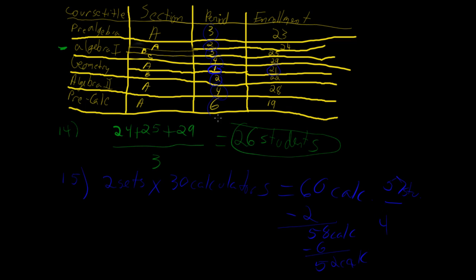And even though period 6 isn't one of the options, neither was period 1 actually, we can see that it only has 19 students, so there would be enough calculators. So the answer for this is, you have to be careful too. It says which period is there not enough students or calculators for. So for question number 15, the only period that has more than 52 students is period 4.